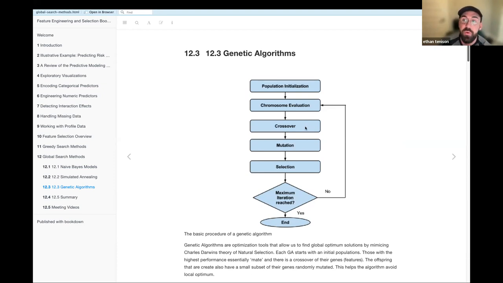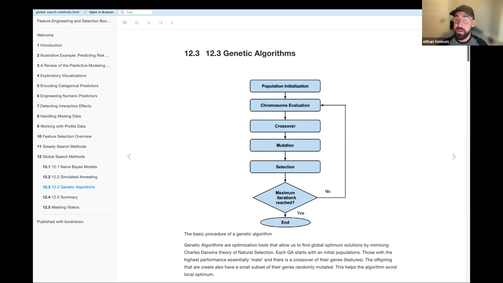In addition to that, another way of avoiding getting stuck in a local optimum is mutation. Again, this is exactly how it sounds. You randomly select one of the predictors to change. That ensures that you have a diverse set of samples in subsequent generations. So it goes parent, offspring, and then a new population is created. That's called the second, third generation. And the process repeats itself over and over until you've reached the maximum number of iterations you set.